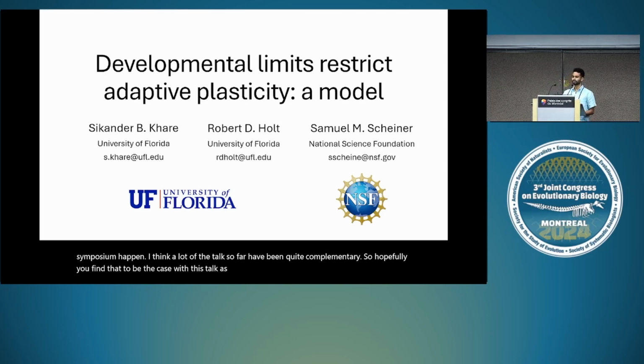Today I'll be presenting a model of plasticity that examines the effect of sigmoidal reaction norms on evolutionary dynamics. This work was done in conjunction with my advisor, Bob Holt, and Sam Shiner, who came up with the idea for this project and is also present in the audience today.